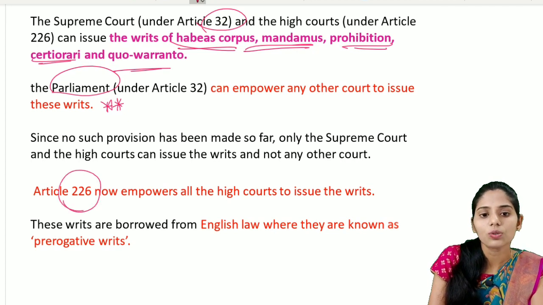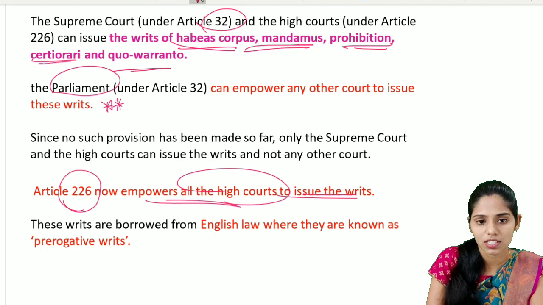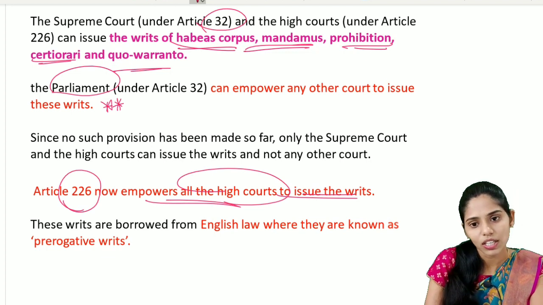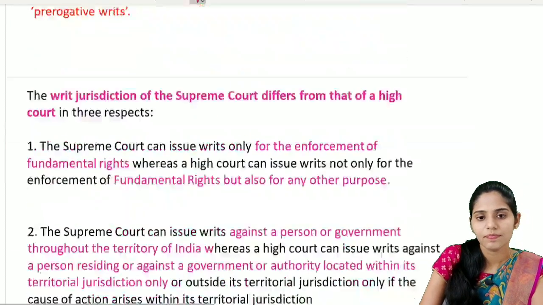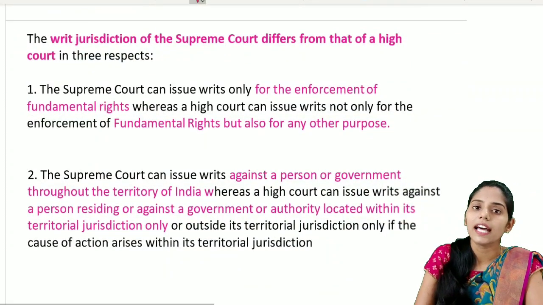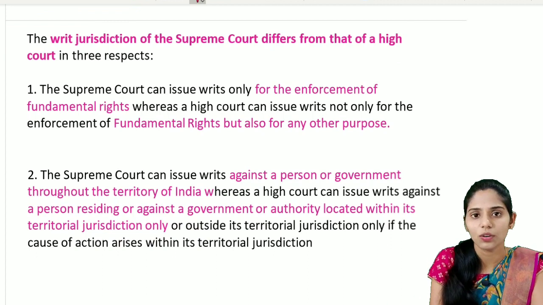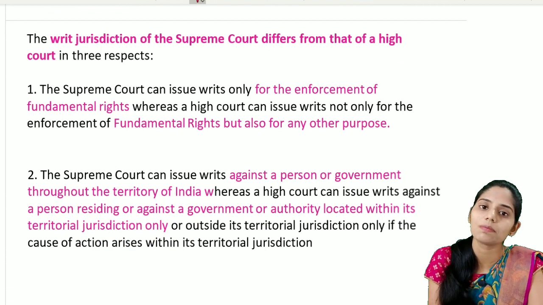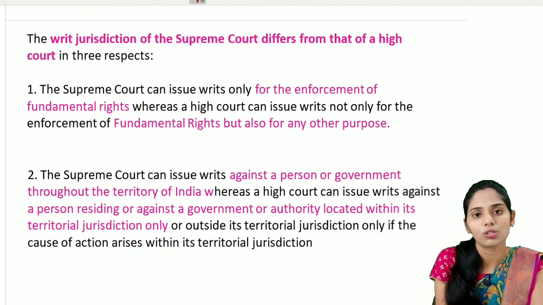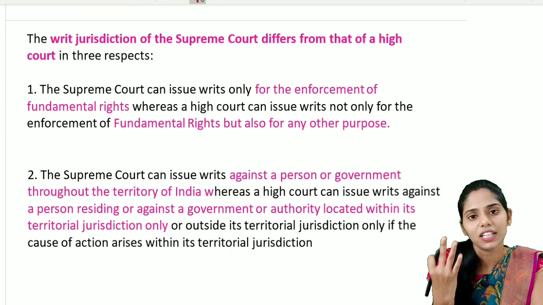Article 226 empowers all the High Courts to issue the writs. These writs are taken from English law. They are known as prerogative writs. And the writ jurisdiction of the Supreme Court is different from that of the High Court. This is also very important from the prelims point of view. Let us see the differences between the writ jurisdiction of the Supreme Court and the High Court. There are mainly 3 important differences.